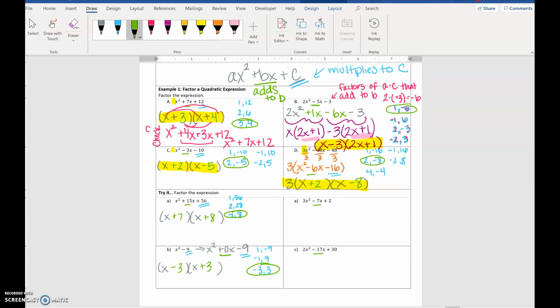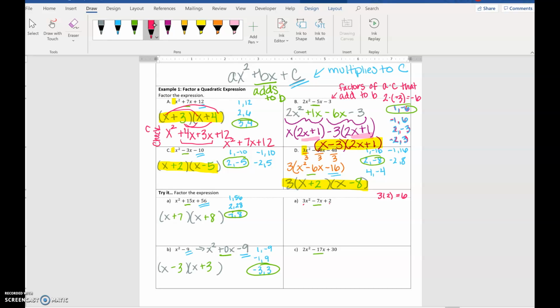So here's A and B, and again, these ones were just the what multiplies to C and adds to B. This one did kind of look a little different, but in the middle it's just saying 0x, so we had a negative 3 and a positive 3. So go ahead and look over those, and if you have any questions, you can email me. And then let's go ahead and do these first steps. So you're going to look for what multiplies to 6, because again, we're doing this 2 and this 3. And then we're going to look for what adds to B.